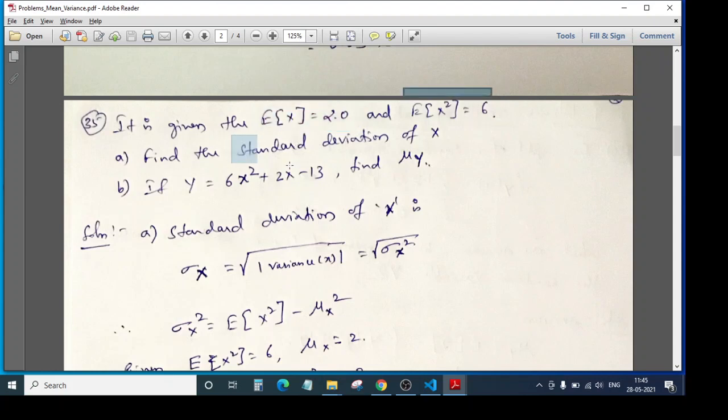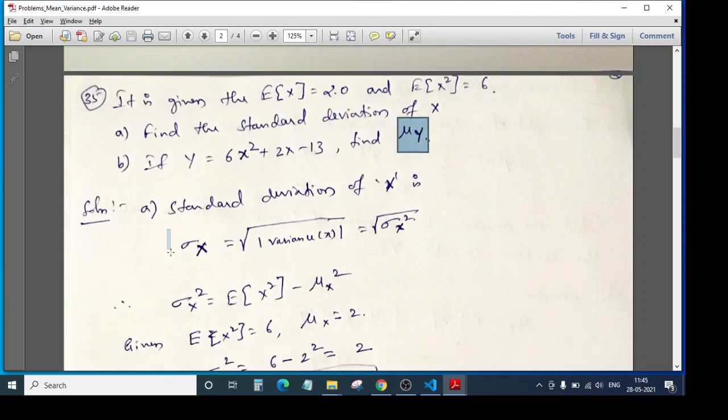Find the standard deviation of x, and the next part is, if y is equal to 6x square plus 2x minus 13, find mu y. So he has told us to find two values here. One is we need to find the standard deviation, another one is we need to find the mean. So first he has asked for the standard deviation.